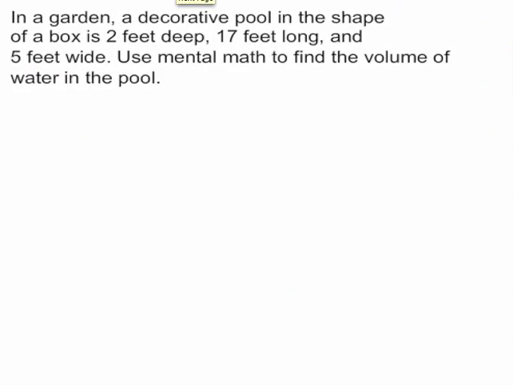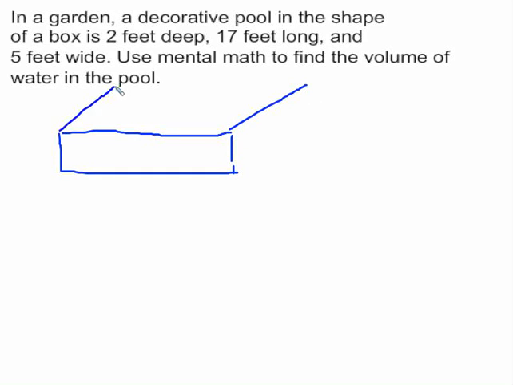In a garden, a decorative pool in the shape of a box is 2 feet deep. So let's do this. 17 feet long. Let's draw this one. And 5 feet wide. So we're looking at a box, kind of like a Kleenex box, but much bigger because it's a pool. That's 2 feet deep by 17 feet long by 5 feet wide. Use mental math to find the volume of the water in the pool.